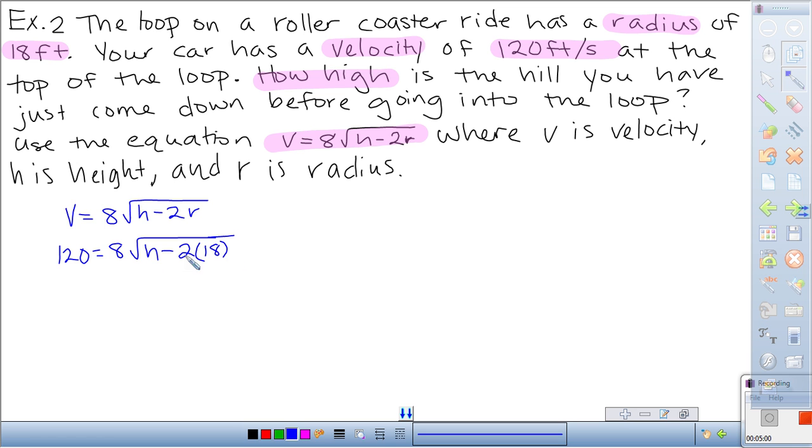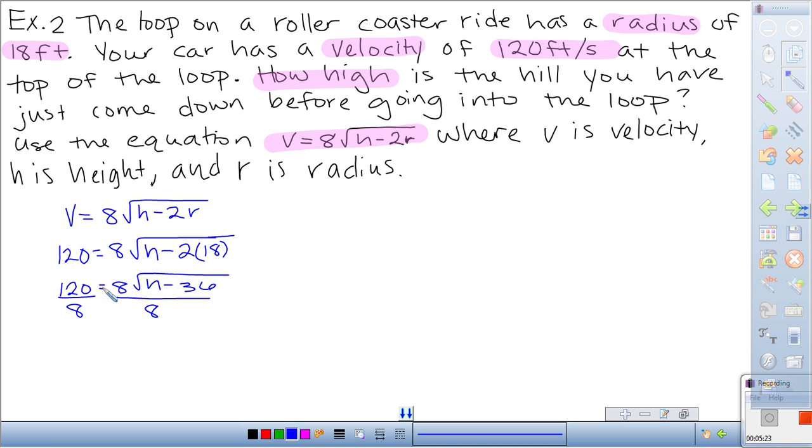And now I'll go ahead and simplify since I can do 2 times 18. So I have 120 equals 8 times the square root of h minus 36. And we want to do what we've been doing, which is isolating the radical. So how do I get this radical alone? Well, pretend this is just 8 times x, because it's the same thing. It's 8 times the radical. So the opposite of multiplying would be just to divide both sides by 8.